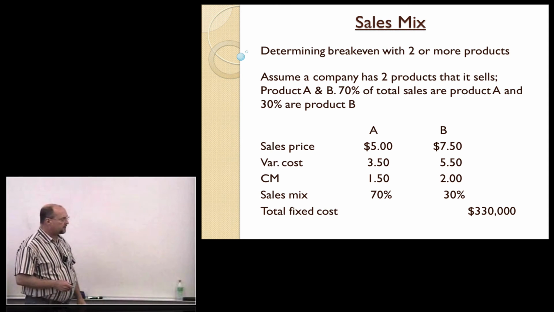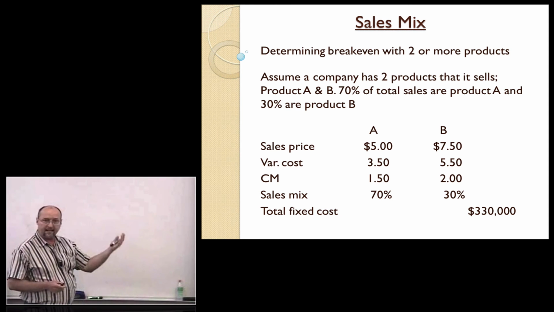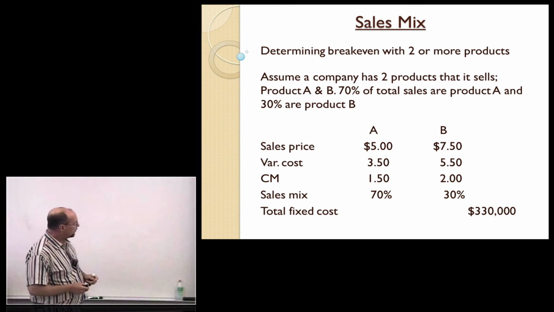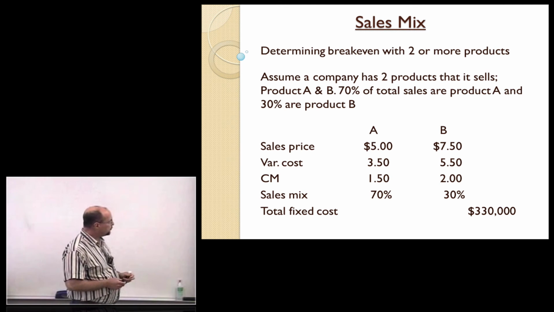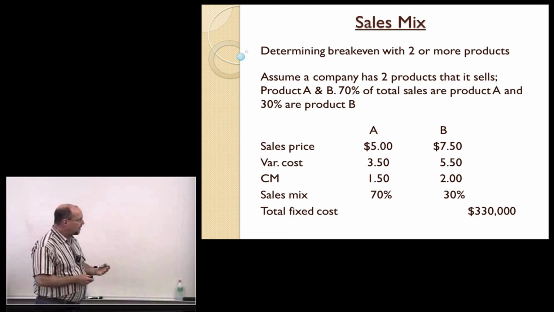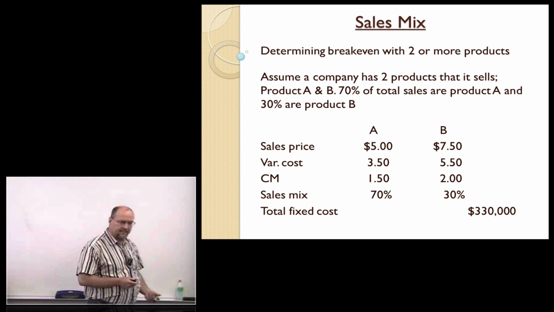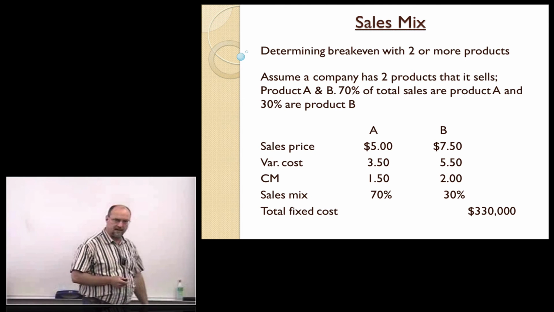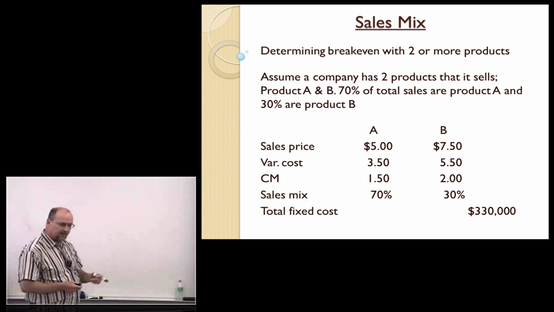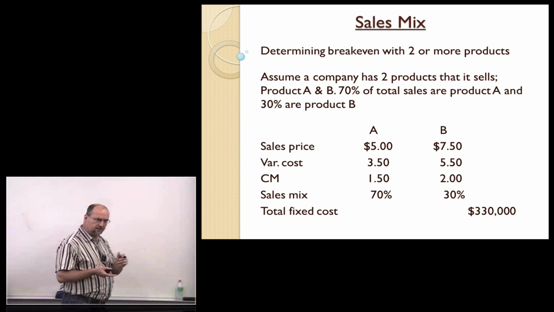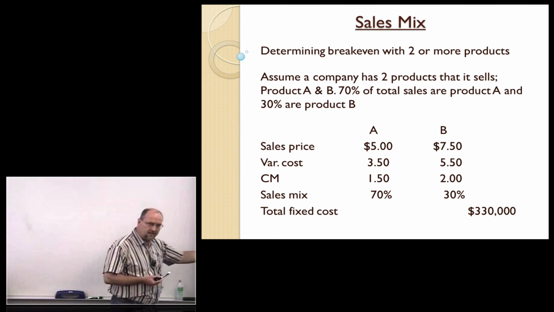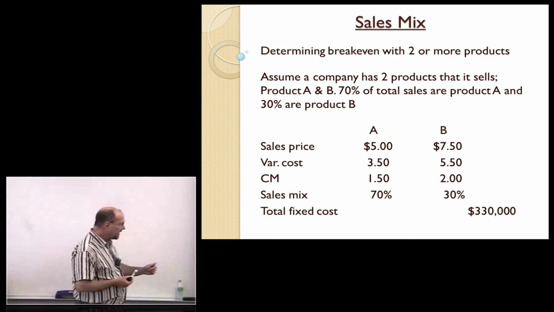Now, we can also do this if we have 2, 3, 4, multiple products. So this is called the sales mix, determining break even with 2 or more products. Assume that a company has 2 products that it sells, products A and B, and in normal business, most of our business, 70% of our product sales relate to product A and about 30% for product B. You'll have your sales price information, your variable costs, therefore you have contribution margin. And here's the key here. We can still figure out break even, but we need to plug the sales mix, the 70-30 split between products A and B, into the equation.